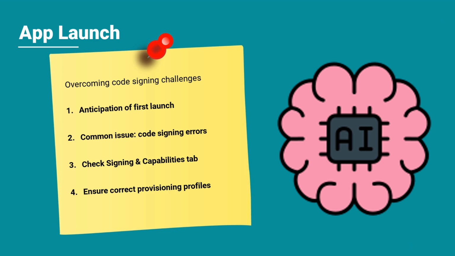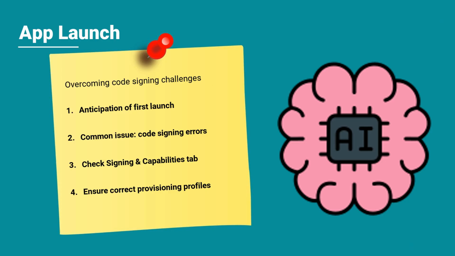You might feel super confident, thinking you've covered all your bases, but things can sometimes go a little sideways. One common issue you might run into is, you guessed it, code signing errors. These usually pop up when Xcode is a bit lost and can't find the right provisioning profile for your app.